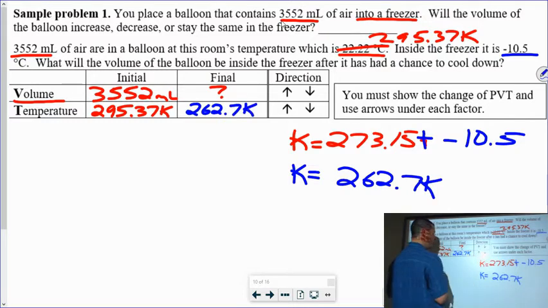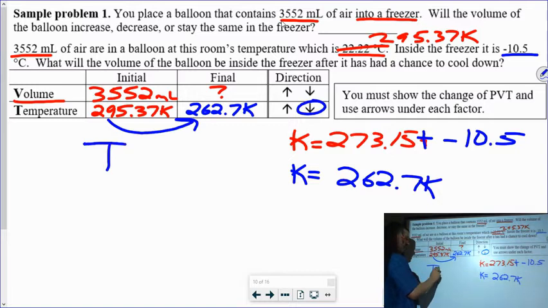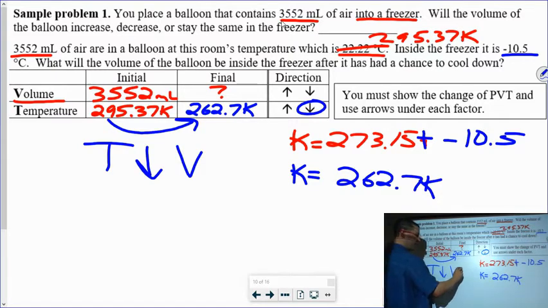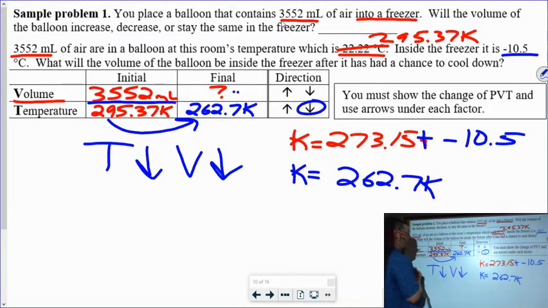262.7 Kelvin. And in this problem, we are going from 295 to 262. So our temperature is going down. On the first page, we said if temperature goes down, what should volume do? Well, it's a direct relationship. So volume should go down. So we would expect our answer right here to be smaller than the 3,552 that we started with.